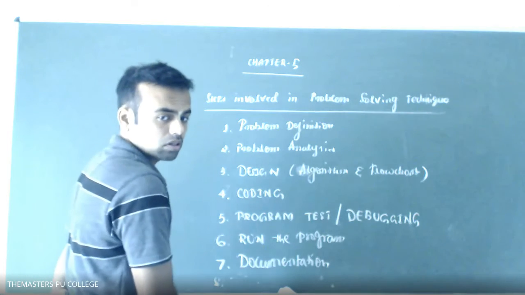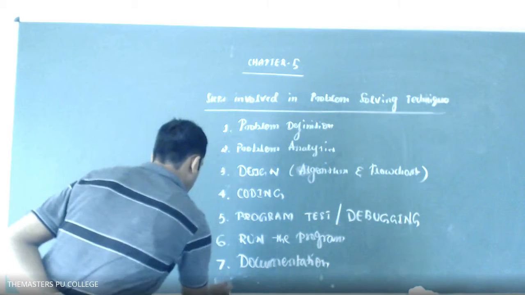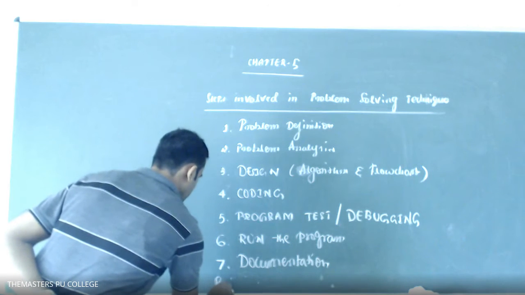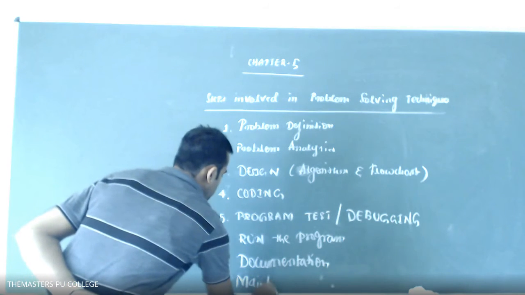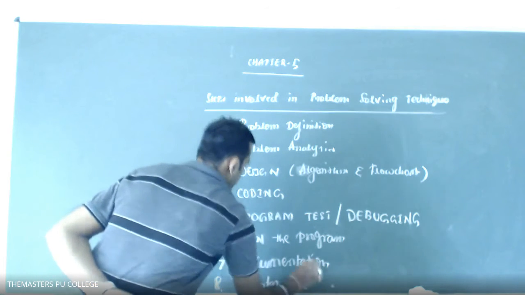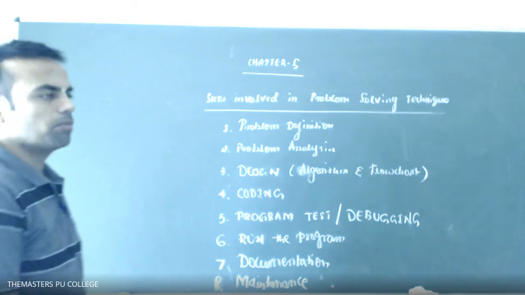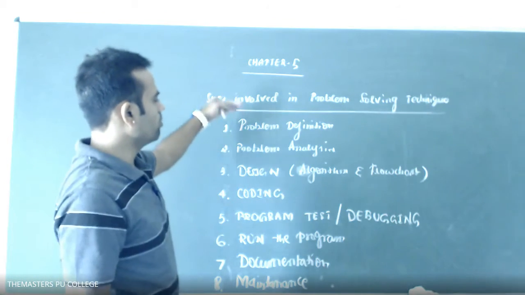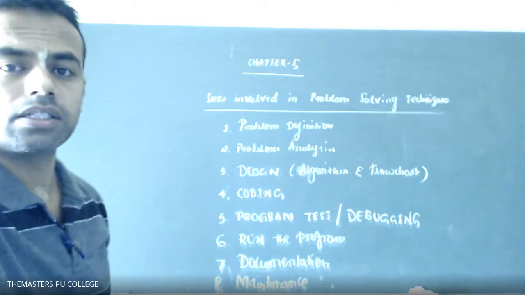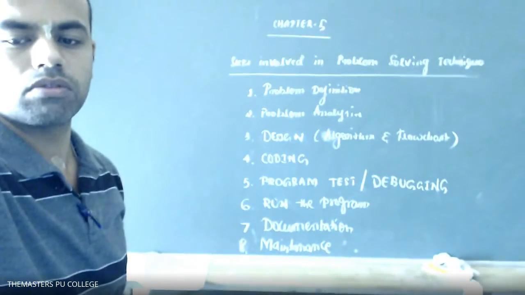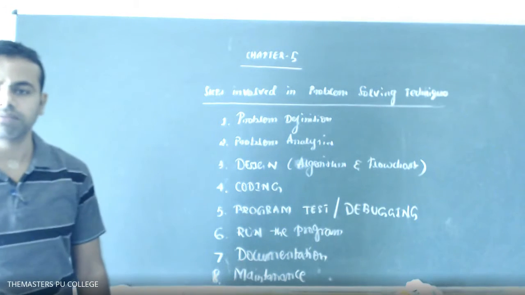Is it visible? The last one? No, sir. The eighth one, maintenance. These are the steps involved in problem solving techniques. We will go one by one. The last one is not visible, sir. The last one is maintenance. Is it visible now? Yes, sir.